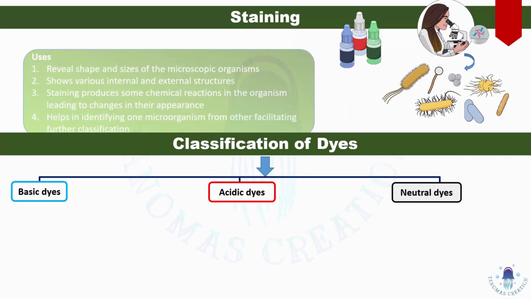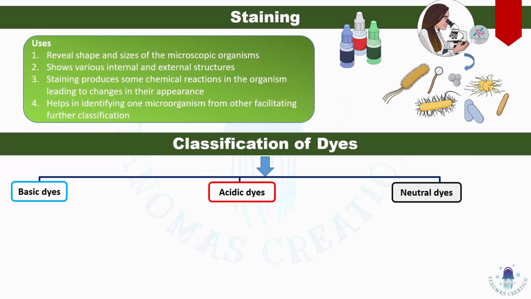Coming to the uses of the stain, what does the stain basically do? It reveals the shape and sizes of the microscopic organism, shows various internal and external structures. Staining produces some chemical reactions in the organism, leading to changes in their appearance, and it helps in identifying one microorganism from other that facilitates further classification. So these are the uses of stain.